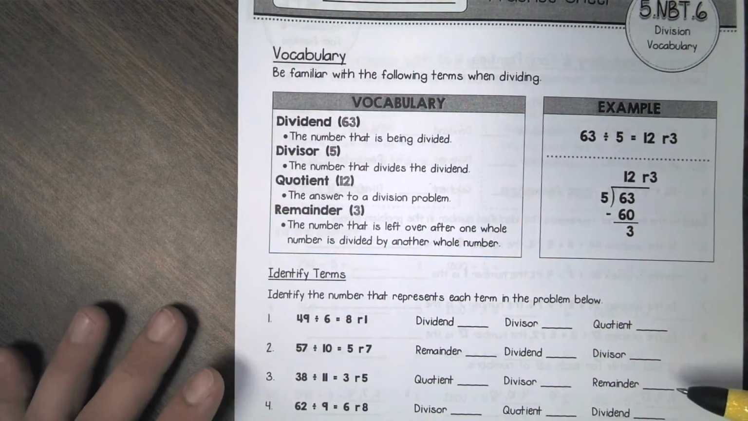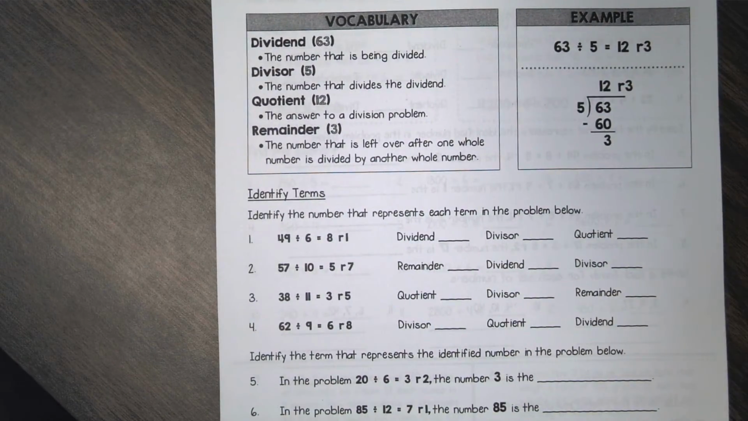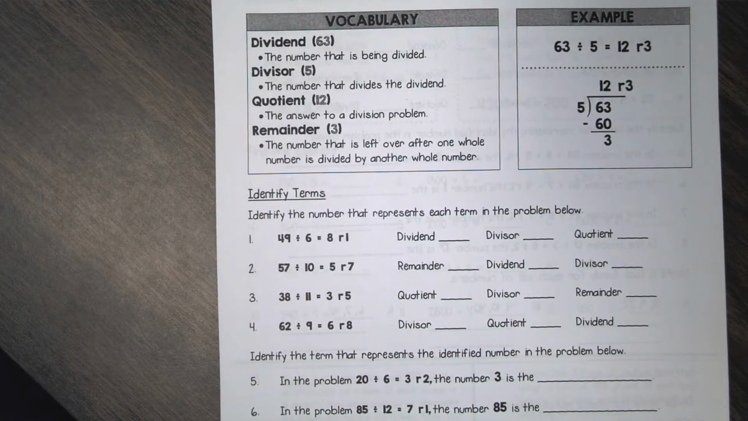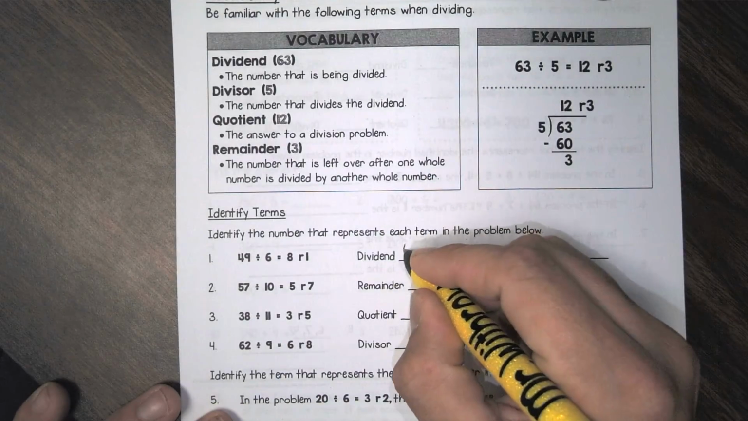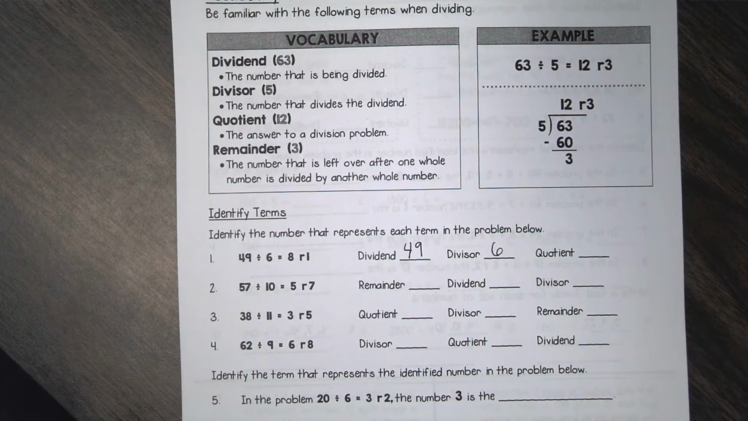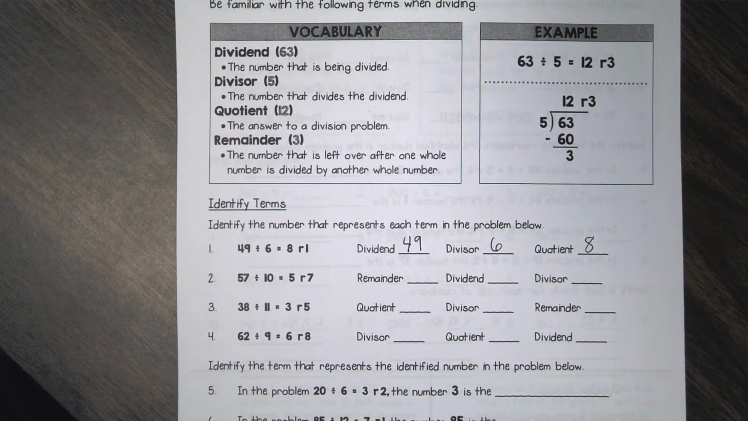Now, down here where it says 1, 2, 3, and 4, identify terms. So we're going to start with number 1 here. So we have 49 divided by 6 equals 8 with the remainder of 1. What is the dividend? Now remember, the number that's being divided. What's the dividend here, Dakota? 49. What would be the divisor, James? 6. And what would be the quotient, Mackenzie? 8. Good.